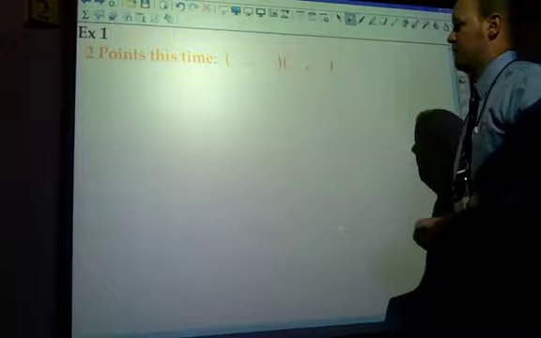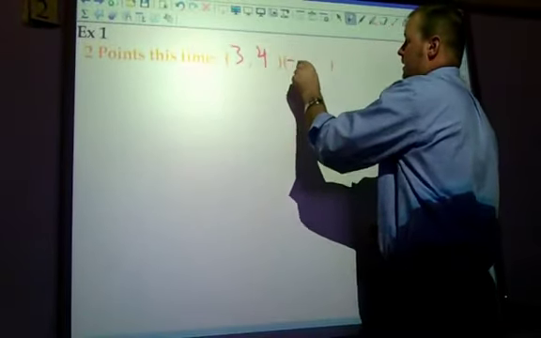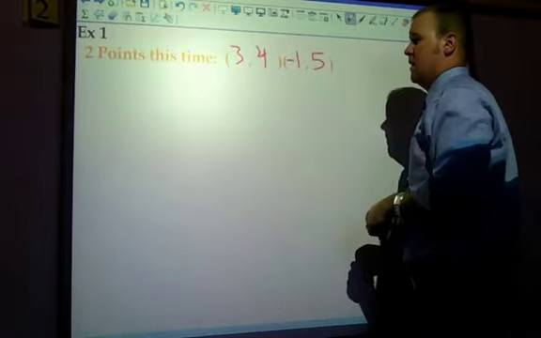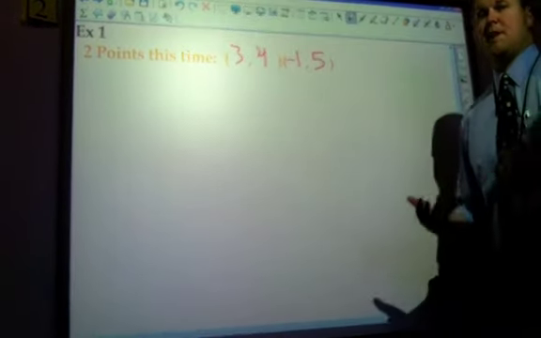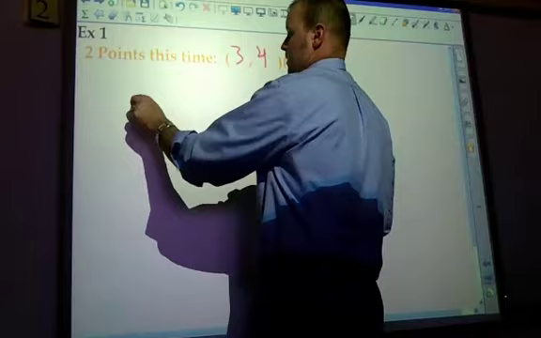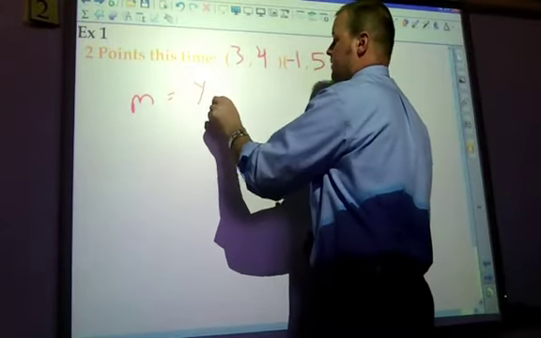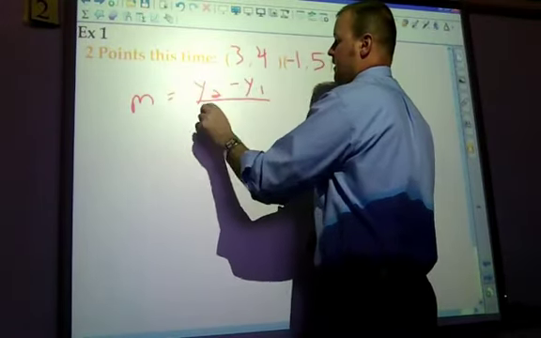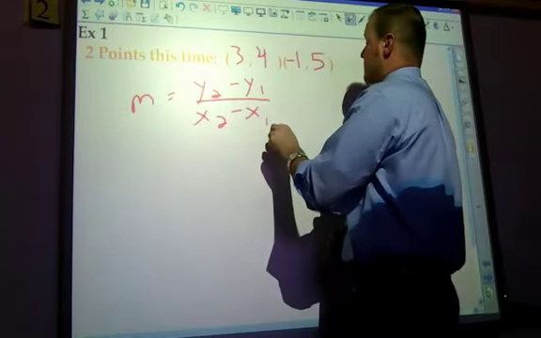Alright, 2 points this time, so we'll make something up. If we use something like (3, 4) and (-1, 5). So 2 points this time just means I need to come up with a slope first. This is what we did the last few days. So we have (y2 - y1) over (x2 - x1).